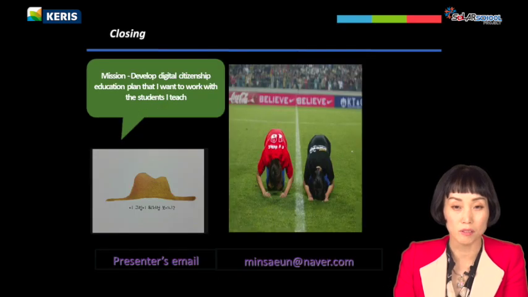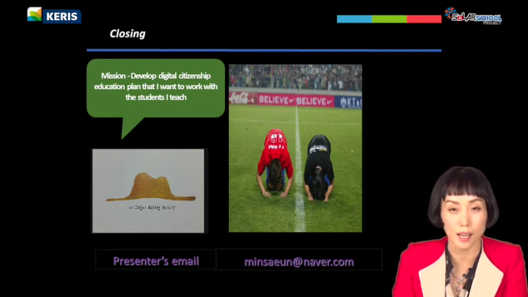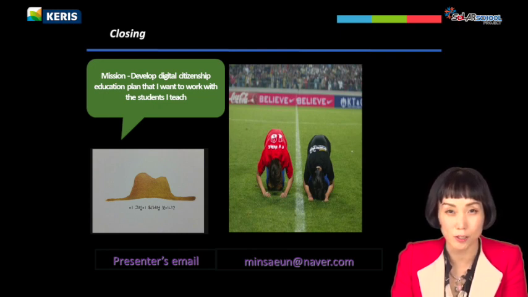The title of today's presentation was Digital Citizenship, from A to Z, but I'm leaving the rest of the stuff to teachers who are much more competent than me. After today's class activity, I hope that teachers will come up with a digital citizenship education plan that they want to apply to the students they are teaching at school. Like the picture of the Little Prince's hat, we support infinite possibilities. Thank you for your attention.